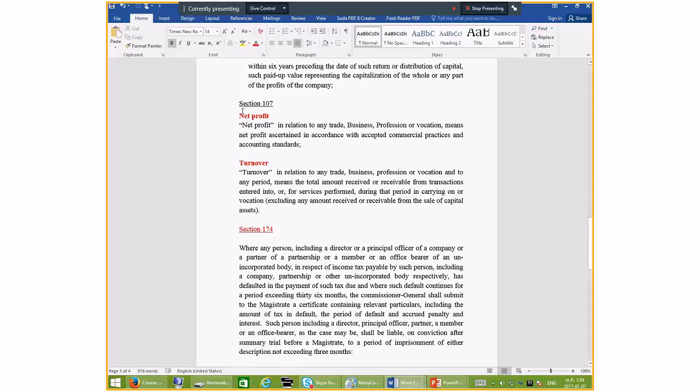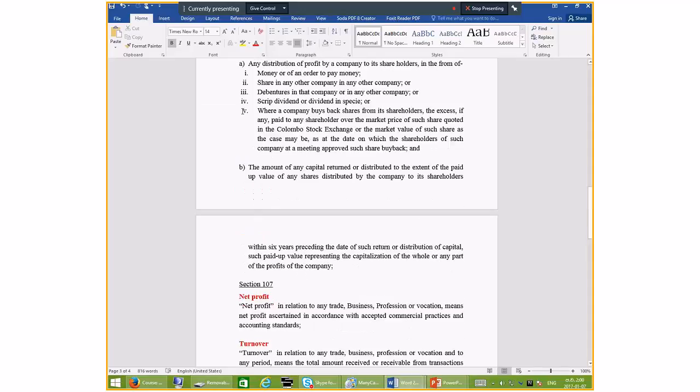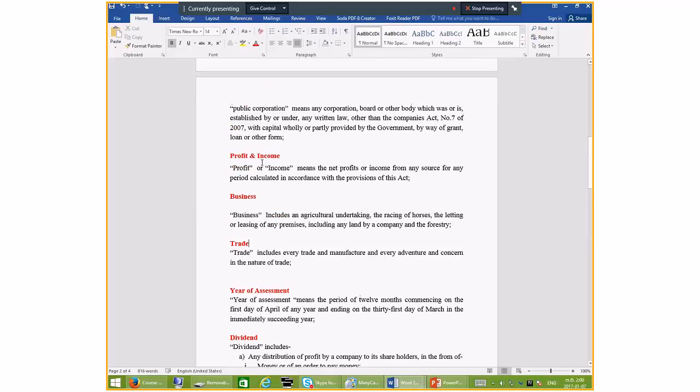Then we learn there are definitions for profit and income, and that was in the definition section 217, but section 107 also defines some words. In the body itself, in some sections, some words are defined. In section 107, the word net profit is defined. The definition is: net profit in any trade, business, professional occupation means net profit ascertained in accordance with accepted commercial practice and accounting standards. Say, the profit and income, the word is defined. Profit and income is net profit or income from any source for any period calculated in accordance with the provisions of this Act. Then for profit from trade we apply section 25(6).